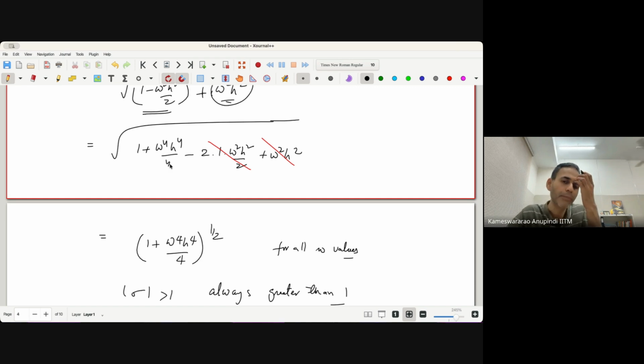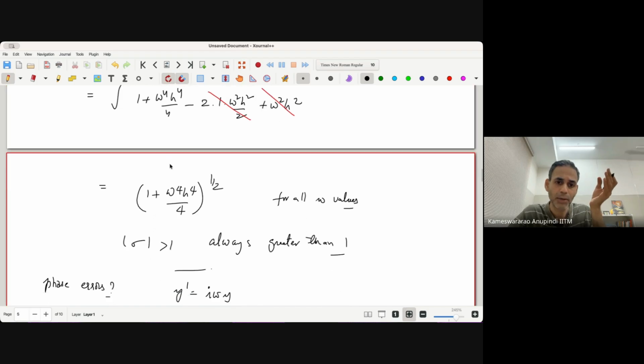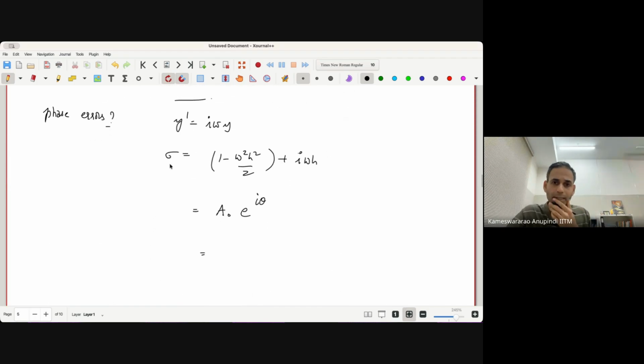Now we may ask, why are we looking at phase errors? We are still looking at phase errors because even if there are other complex lambda for which lambda r is not equal to 0, that means it is not purely oscillatory, we can solve for this too. So that is the reason I'm looking at this particular phase error. Theta would be tan inverse of the imaginary part divided by the real part, that means omega h by omega squared h squared by 2.